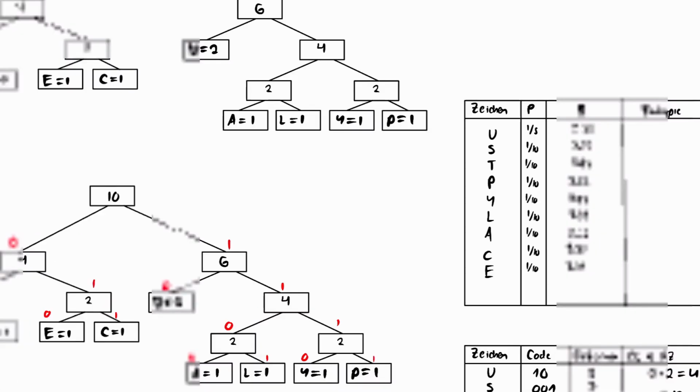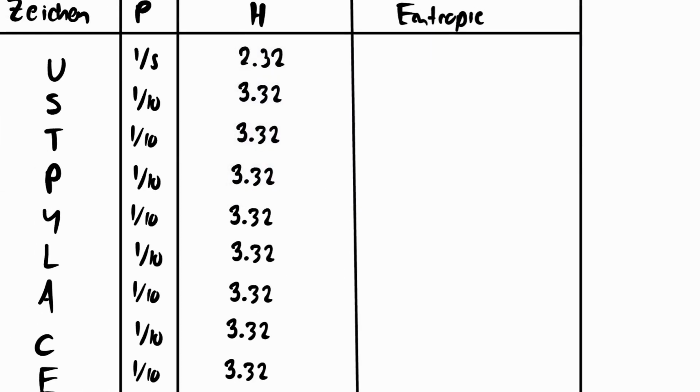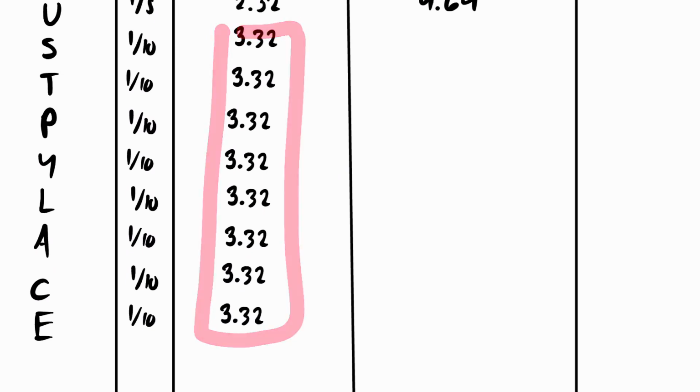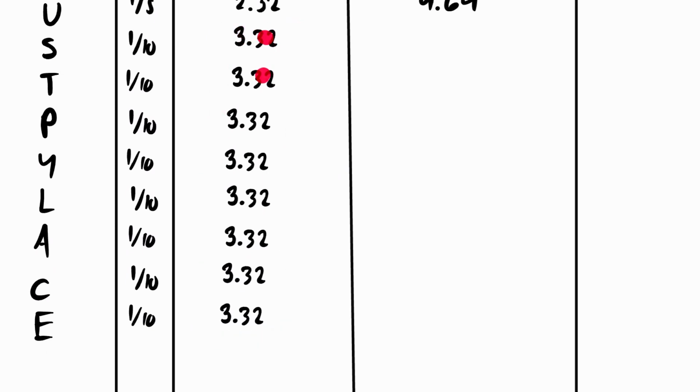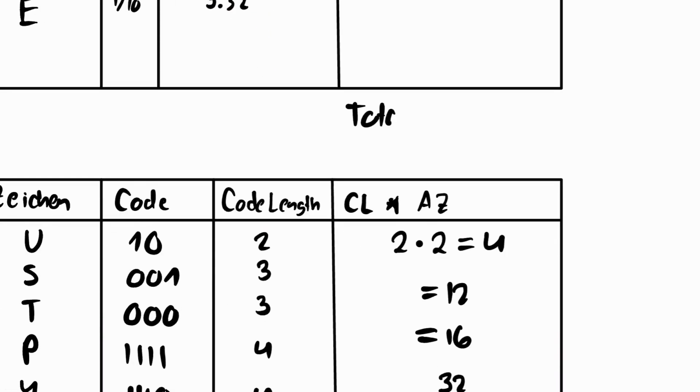Now that we have this, we can simply find the entropy, which is quite easy. It's basically H times the amount of times we have U. So we have 2 times U, so 2.32 times 2 is going to give us 4.64. And then we have all these 3.32 just once, so we just multiply them by how many 3.32 we have. So 1, 2, 3, 4, 5, 6, 7, 8. 3.32 times 8 is going to be 26.56. So we do that plus 4.64 is going to give me the total of 31.2 bits.